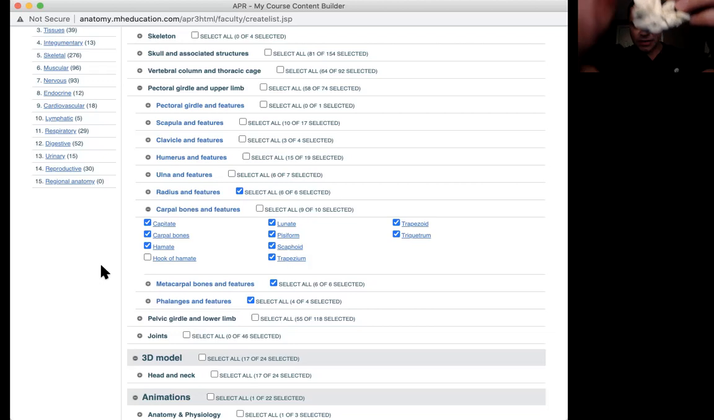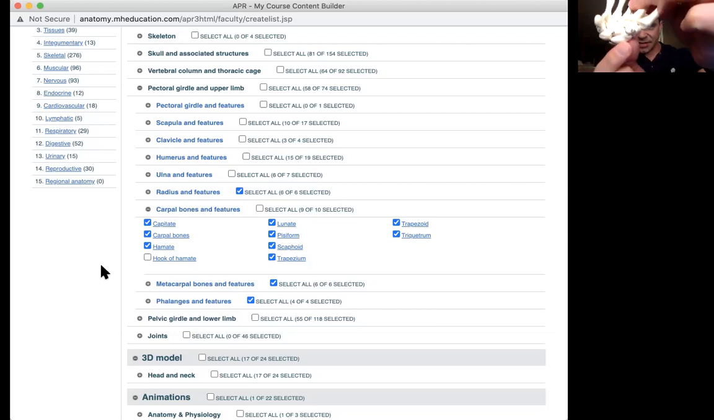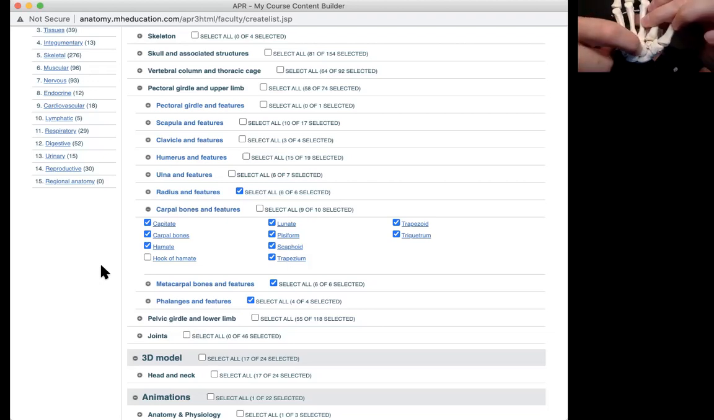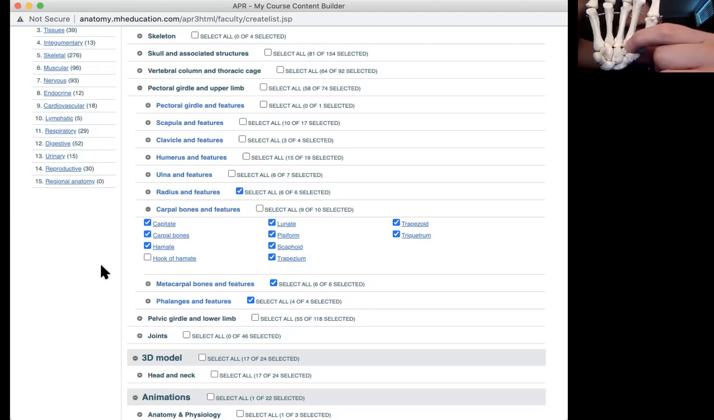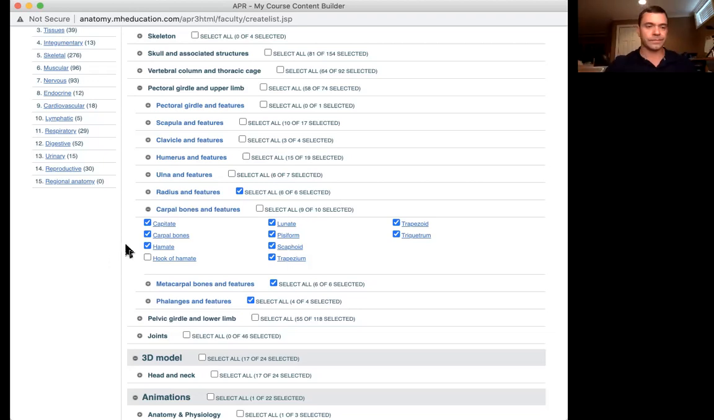So, some lovers try positions that they can't handle. Scaphoid, lunate, triquetrum. On top of that is pisiform right there. Trapezium, trapezoid, capitate, hamate.